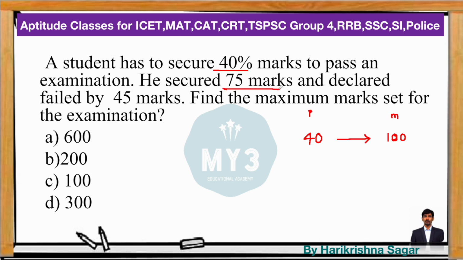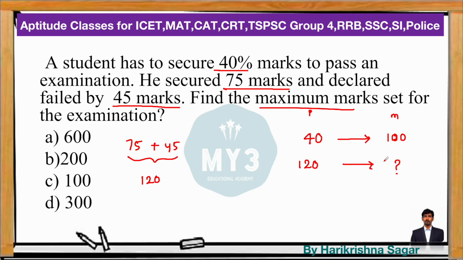He secured 75 marks and was declared fail by 45 marks. That means he got 75 and he got 45 less to pass in that exam. That means the minimum pass mark in that examination must be 75 plus 45, which is equal to 120. So if 120 is the minimum pass mark, what is the maximum marks in that exam? This is the question. So we can say 120 divided by 40 into 100.